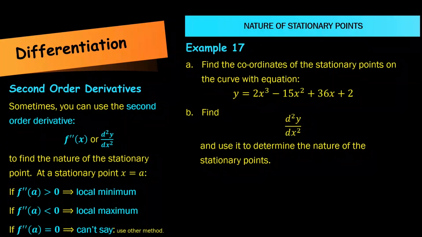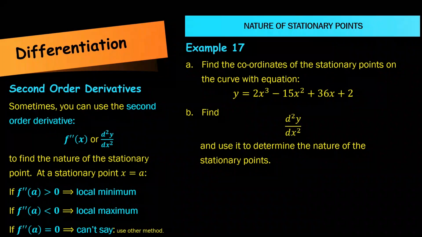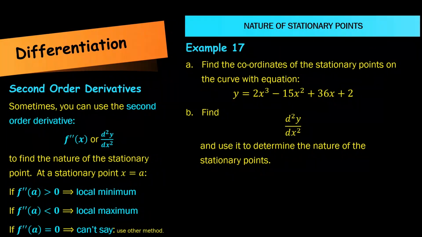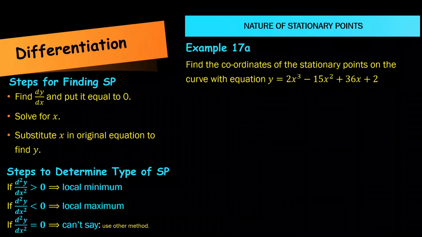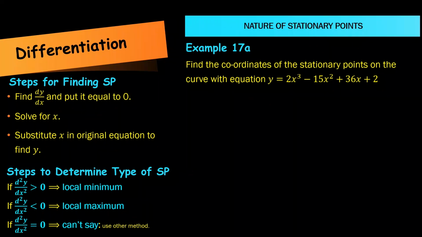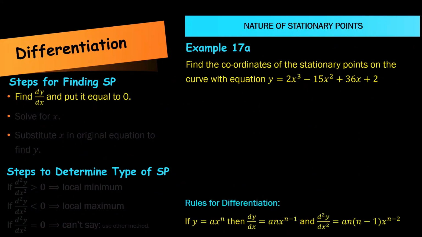So let's solve part A first. We are required to find the coordinates of the stationary points on the curve with equation y equals 2x cubed minus 15x squared plus 36x plus 2. Remind yourself of the rules for differentiation shown at the bottom of your screen. And let's solve.